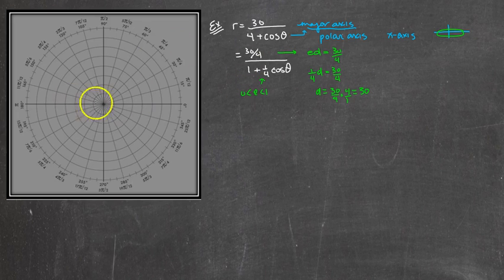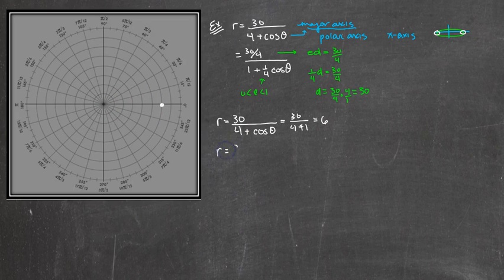So the next thing I want to look at, I want to kind of see where it lives. So I'm going to look for these two vertices. This is polar coordinates, so I'm going to have to work with angles. The angle 0 and the angle pi. I'm going to plug into the original form. r equals 30 over 4 plus the cosine of 0 equals 30 over 4 plus 1. 30 divided by 5 is 6. So 1, 2, 3, 4, 5, 6.